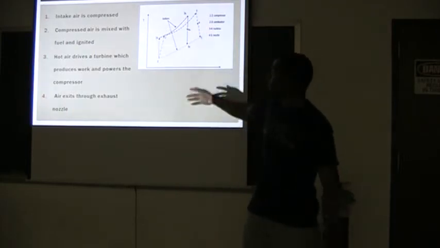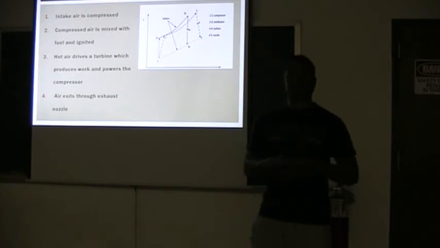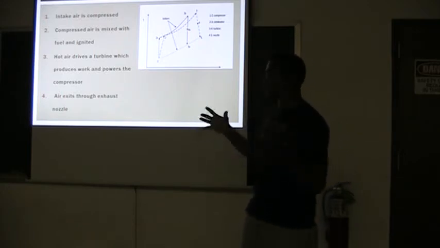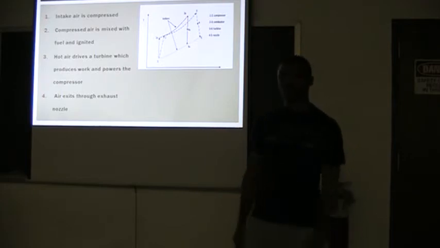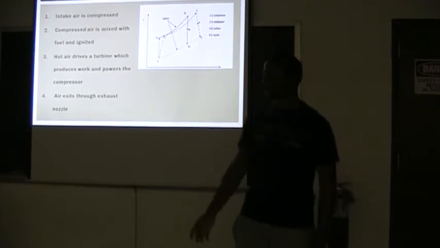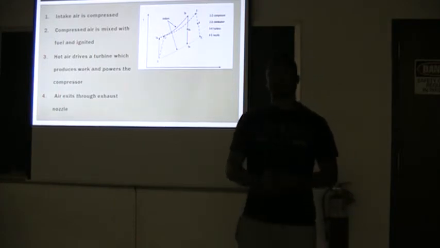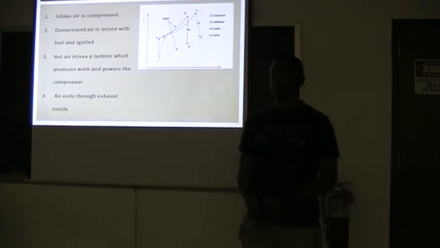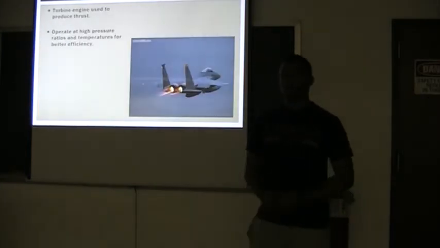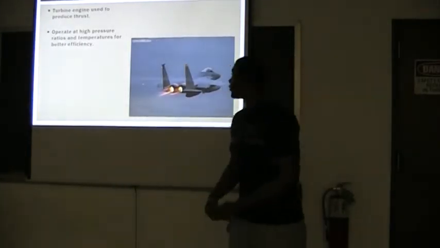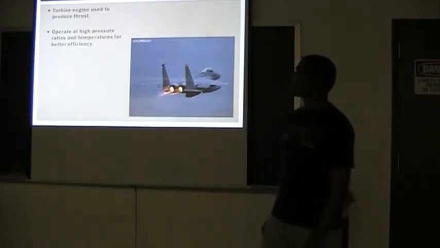First off, the jet engine is like an ideal Brayton cycle. You have intake air. The intake air is compressed. This compressed air is mixed with the fuel and ignited. The hot air drives the turbine, which produces work and powers the compressor. And the air exits through the exit nozzle. The turbine engine is used to produce thrust.